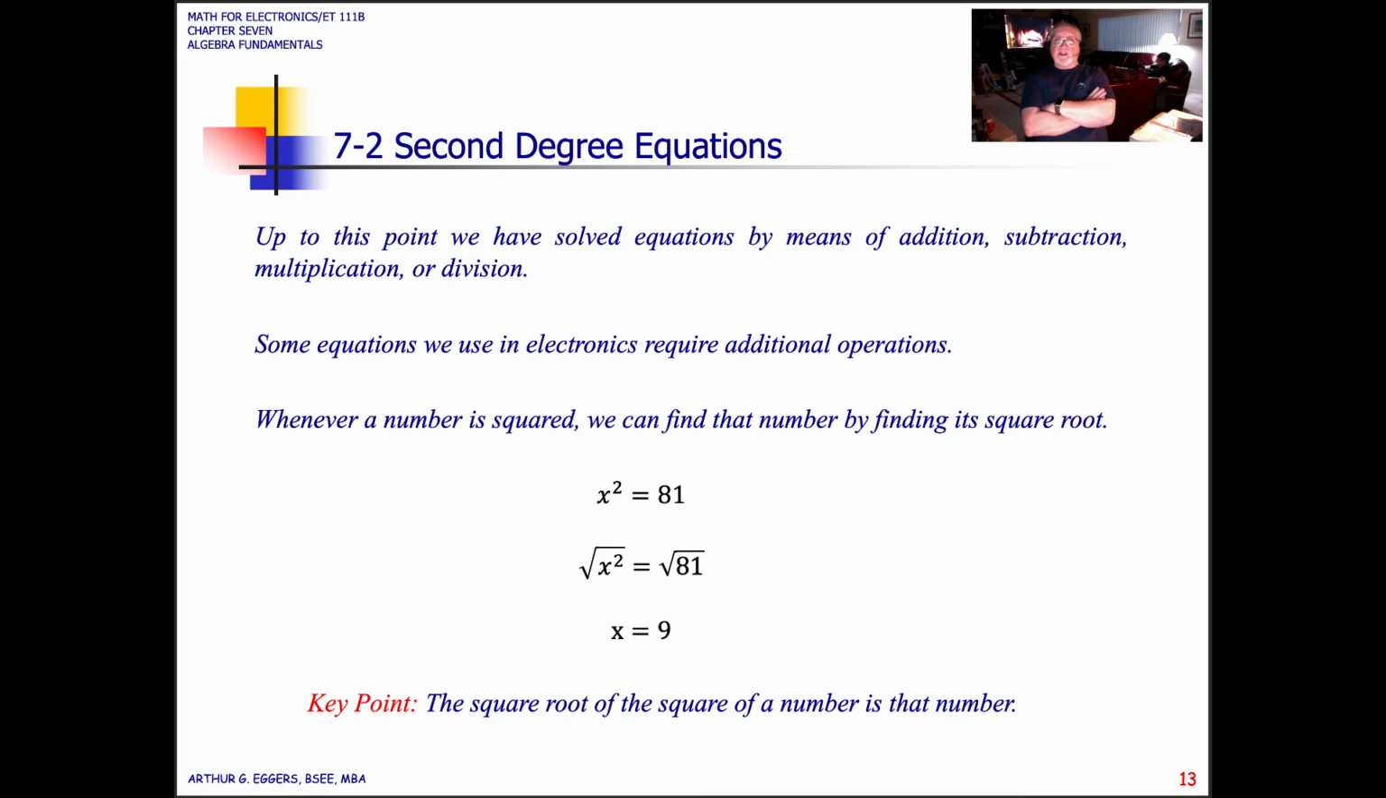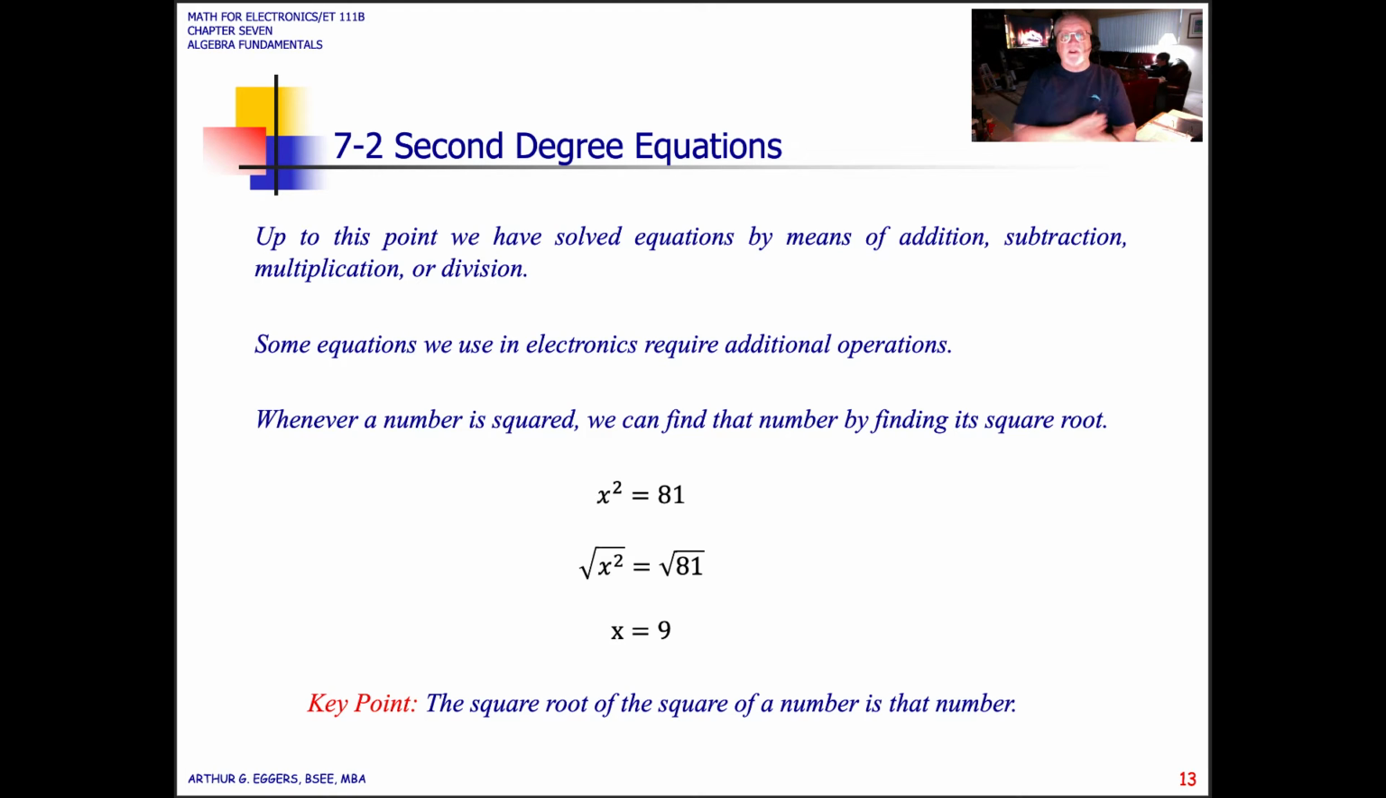So if we have an example like x squared equals 81, what we have to do to both sides of the expression is take the square root. The square root of a square gives us back just the number. The square root of a number, pull out your calculator and solve for it. So in this case, the square root of x squared equals the square root of 81. When we take that square root on both sides, we end up with a solution of x equals 9.